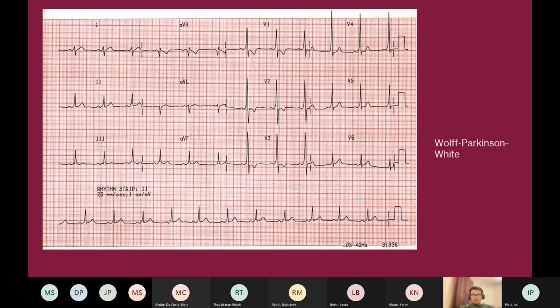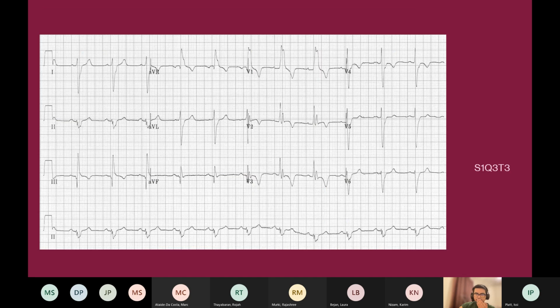Fantastic. Anyone know the criteria for Wolff-Parkinson-White on an ECG? Or what are the things you're looking for? Delta wave, fantastic. So shortened PR interval and delta wave. It's not a true shortened PR interval, it's just because the delta wave makes it look like a shortened PR interval. And then broad QRS complexes. Good. Now we're getting a little bit harder.